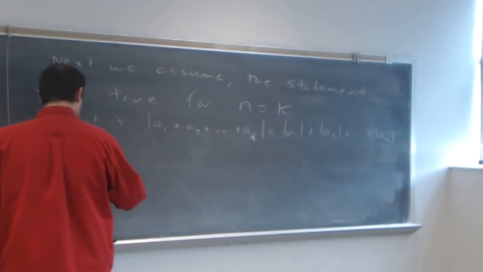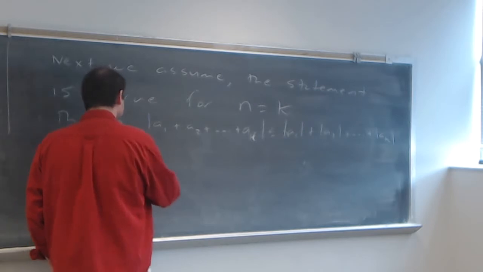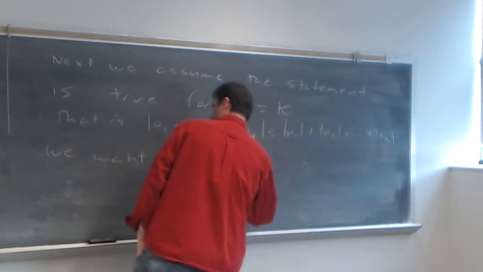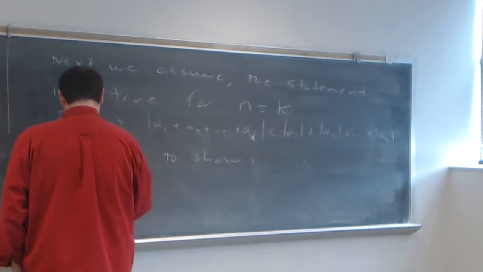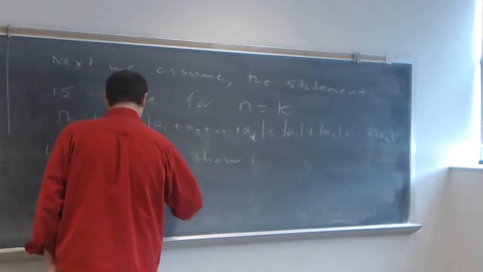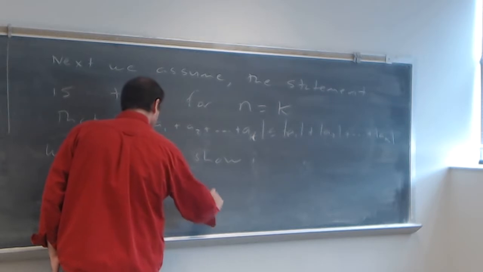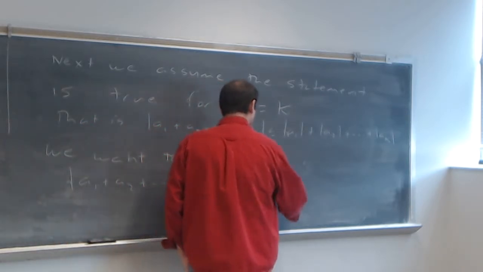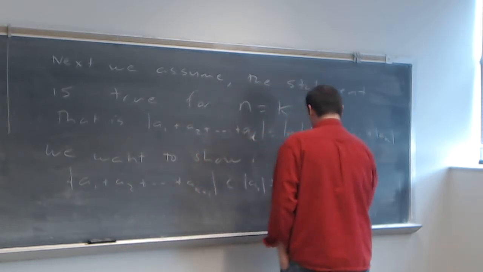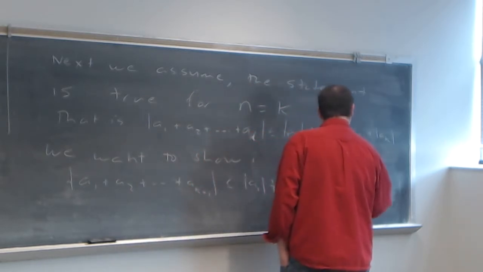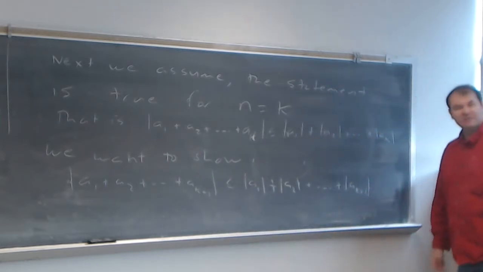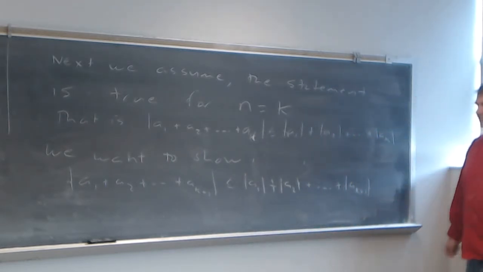That the absolute value of a sub 1 plus a sub 2 plus all the way up to a sub k plus a sub k plus 1 is less than or equal to the absolute value of a sub 1 plus the absolute value of a sub 2 plus all the way up to the absolute value of a sub k plus the absolute value of a sub k plus 1. You said it very well, Corey. You said it with a little bit more detail than I'm going to. So that's what I'm going to write down, is what we want to show.